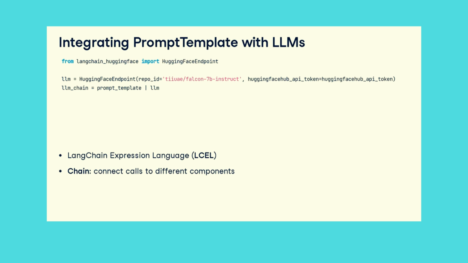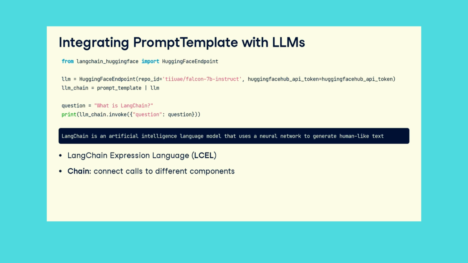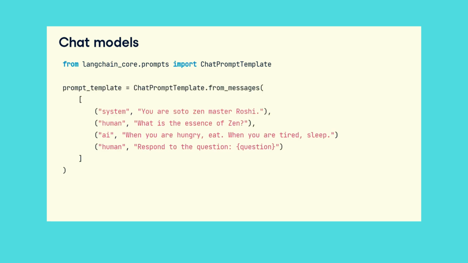into a sequence. To pass an input to this chain, we call the invoke method again with the same dictionary as before. This passes the question into the prompt template, then passes the prompt template into the model for a response. Chat models have a different prompt template class, Chat Prompt Template. This allows us to specify a series of messages to pass to the chat model.